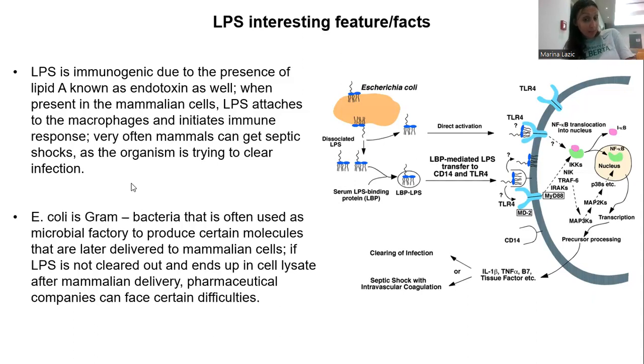And E. coli, a gram-negative bacterium, is often used as a microbial factory to produce something that will be used in humans or animals. So companies are putting a lot of effort into removing this endotoxin, because it's so immunogenic that if they don't remove it and it accidentally shows up in the production strain, the company is done.